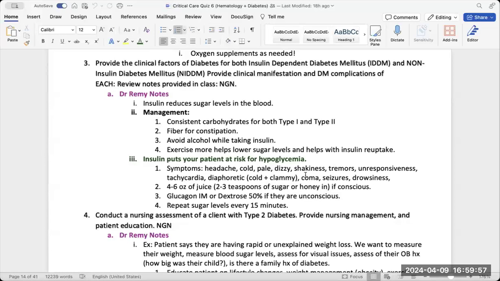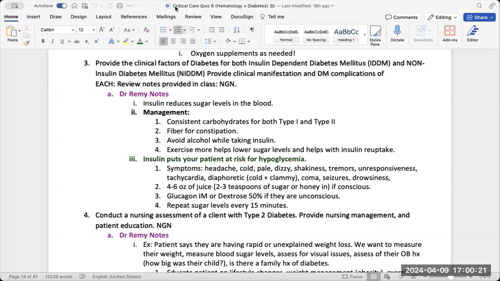For hypoglycemia, I want you to think of your body as stimulated. They're becoming really cold, really pale, really diaphoretic. They're shaking, having tremors, they can become very unresponsive, they could even seize. If they are conscious, we give them a 15-gram carbohydrate, such as 4 to 6 ounces of juice. We could even put 2 to 3 teaspoons of sugar or honey in it and have them drink it.